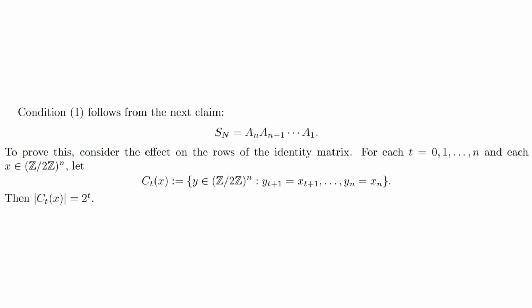Sn is equal to An times An minus 1 all the way down to A1. To prove this, consider the effect of all the At's on the rows of the identity matrix. For each t from 0 to n, and each binary coordinate x inside Z mod 2Z to the n, let Ctx be the collection of binary coordinates y that agree with x after the tth digit. Then it is clear that the size of Ctx must be 2 to the t.